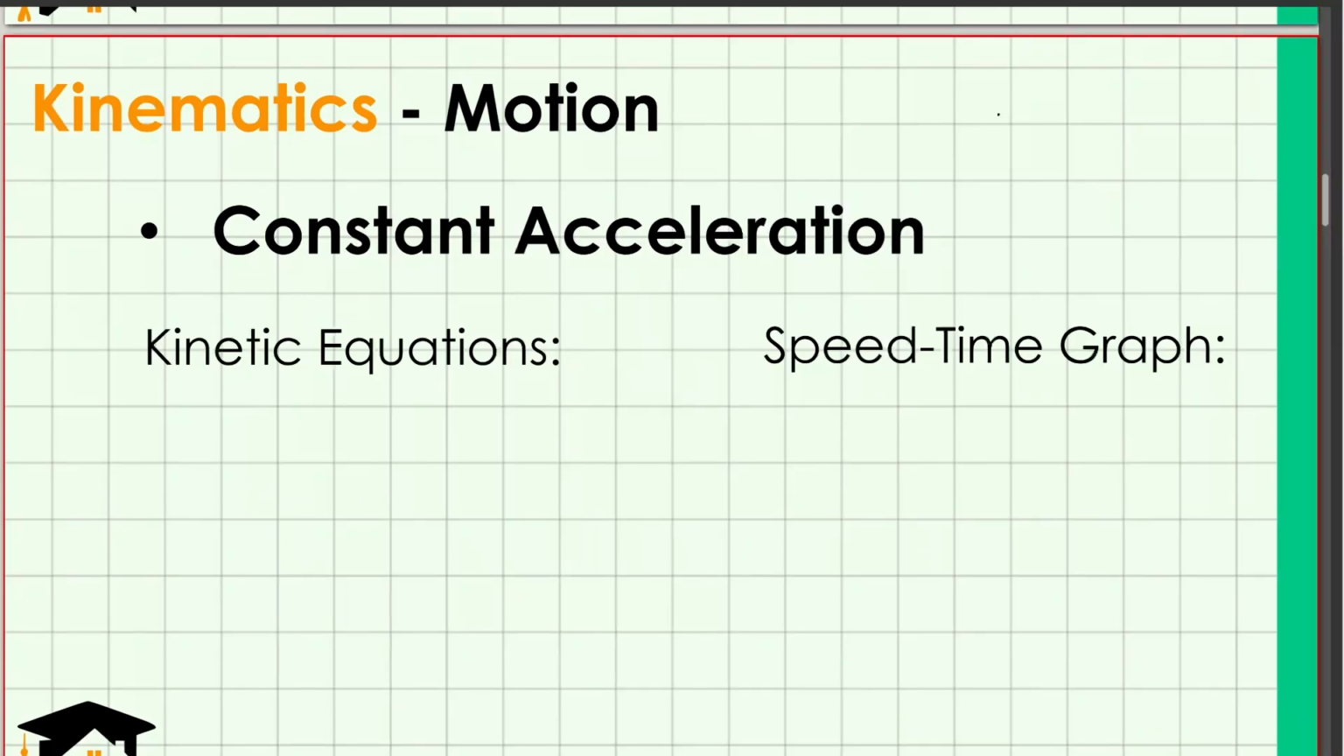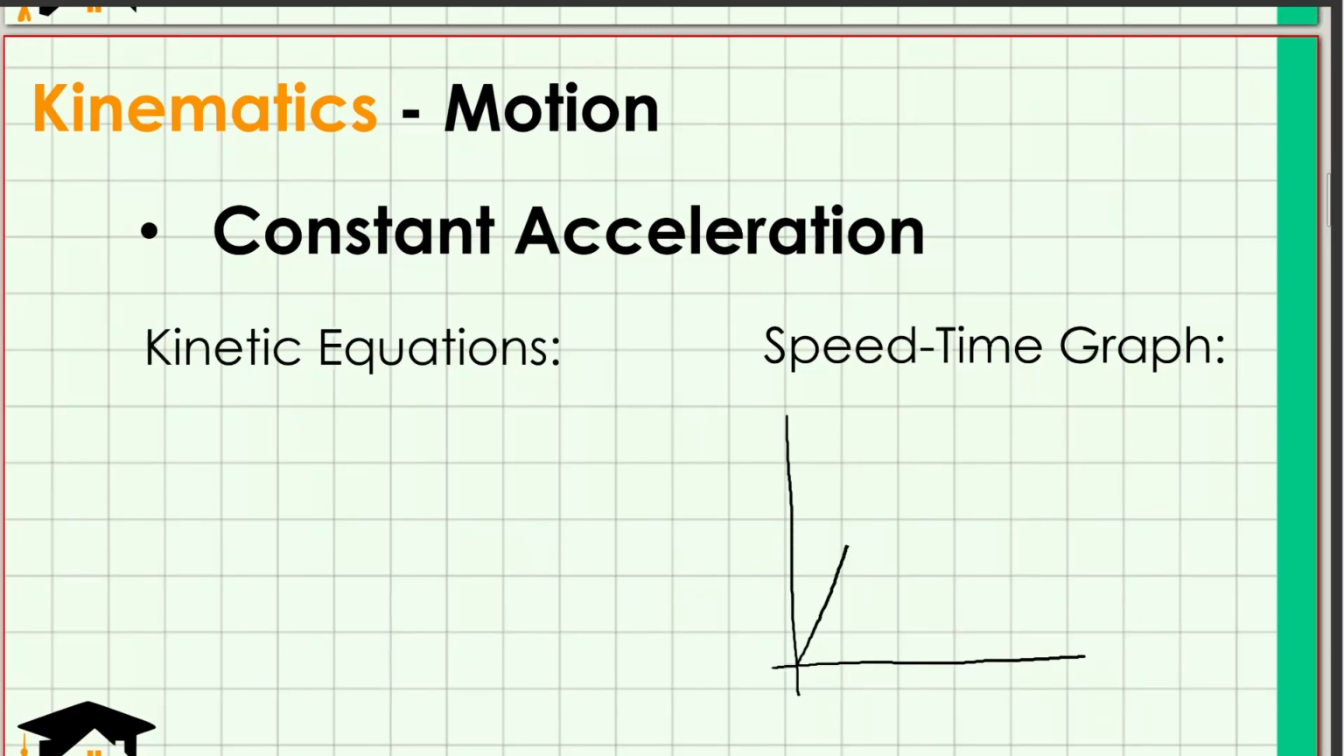Now let's see what happens when the acceleration is constant. In this case, the plot is going to look something like this, and we might even have different sections for different accelerations. Now there are quite a few equations to remember.